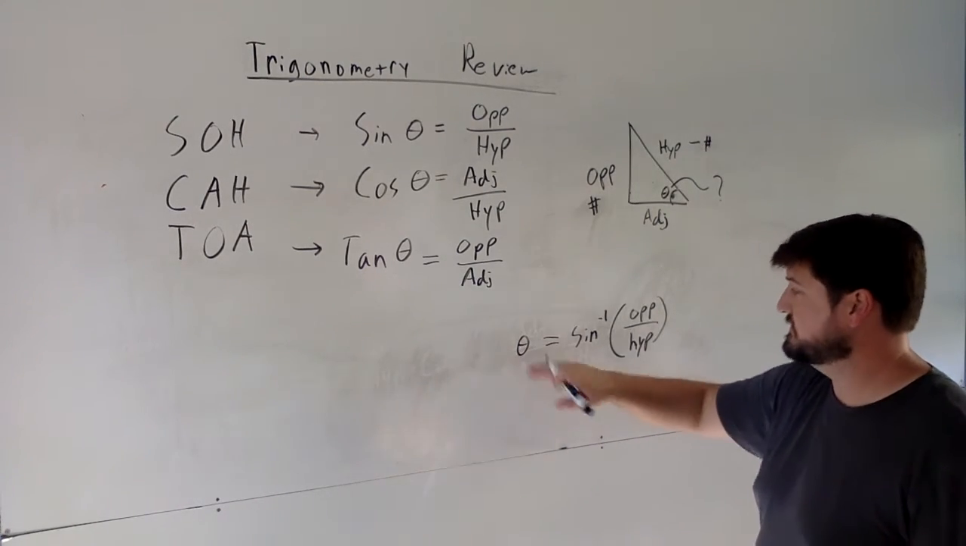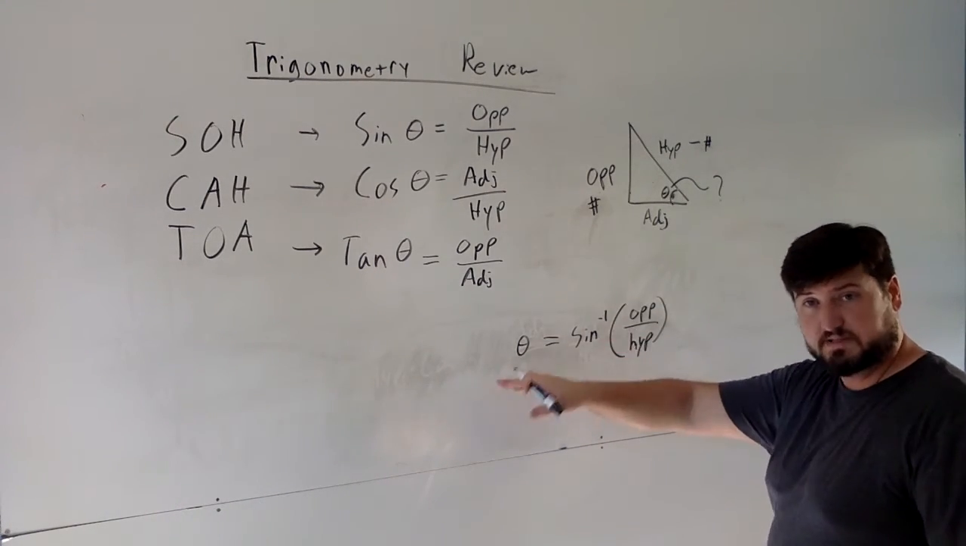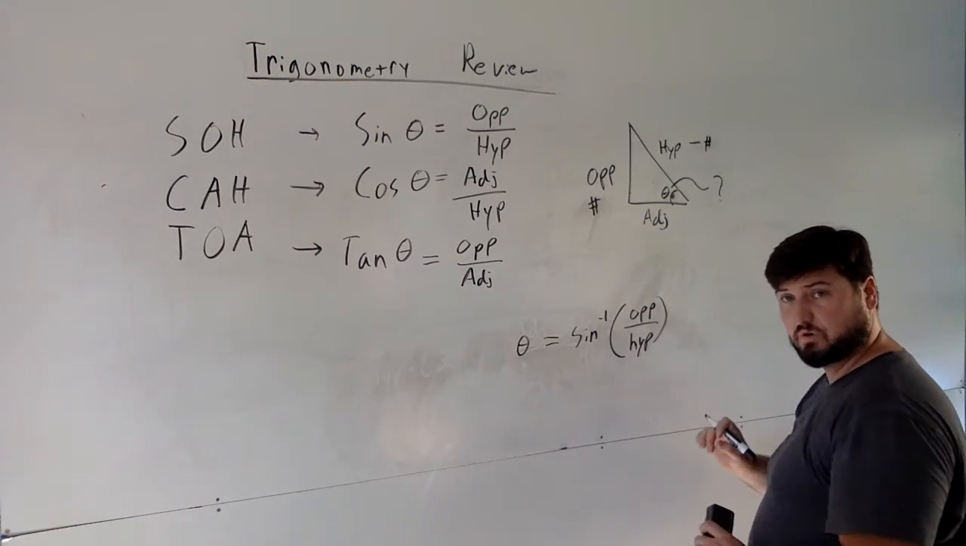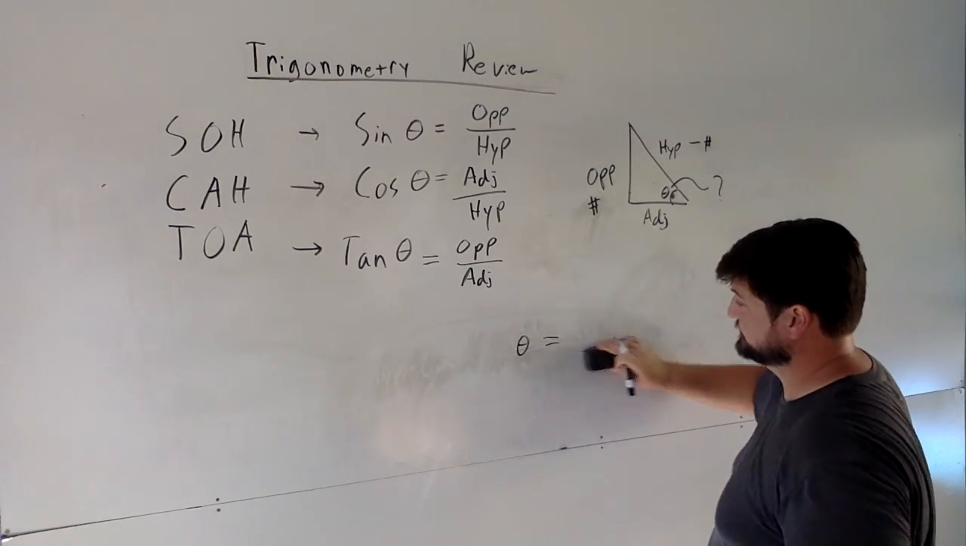If you want to get rid of a sine, you have to take the inverse sine, and what you do to one side, you have to do to the other, so you end up with this formula. What if you had cosine?